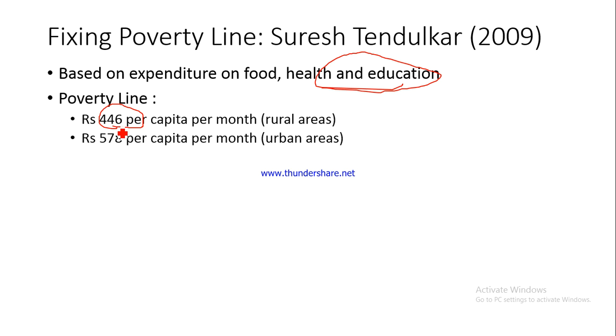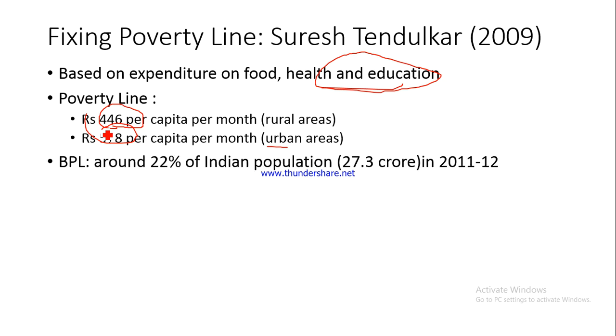Now please understand, in this case the poverty line in urban areas was kept at rupees 578, possibly because of the relatively higher cost of various items in urban areas. Fine. So this was how the poverty line was drawn by Suresh Tendulkar, by also including expenditure on health and education. And the poverty line which was drawn was this.